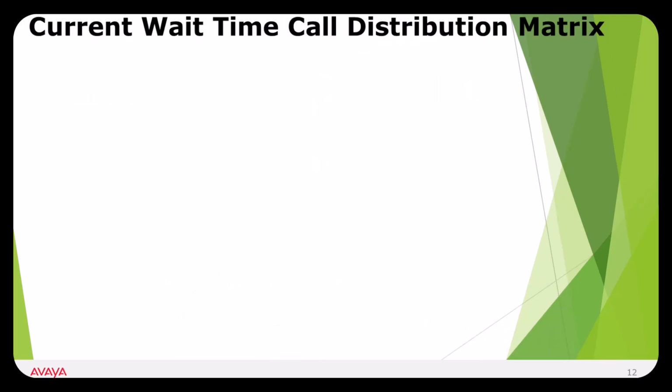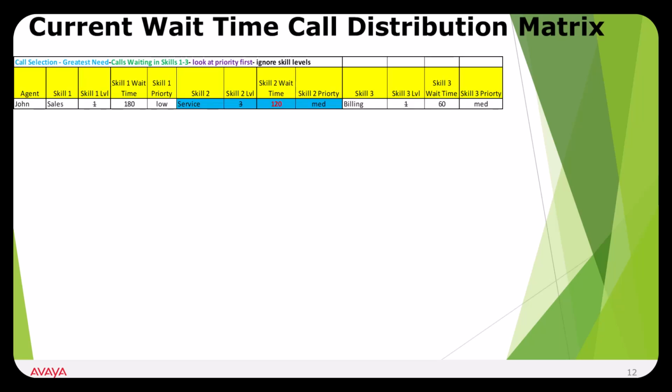All right, so let's start with current wait time. We're going to use that as our overall selection, how long the call's been waiting. So here's how it would work. If I look at this first one, call selection at the agent, John here, it's greatest need, calls are waiting in queues. We look at priorities, and we're going to ignore the levels that he's assigned for those skills.